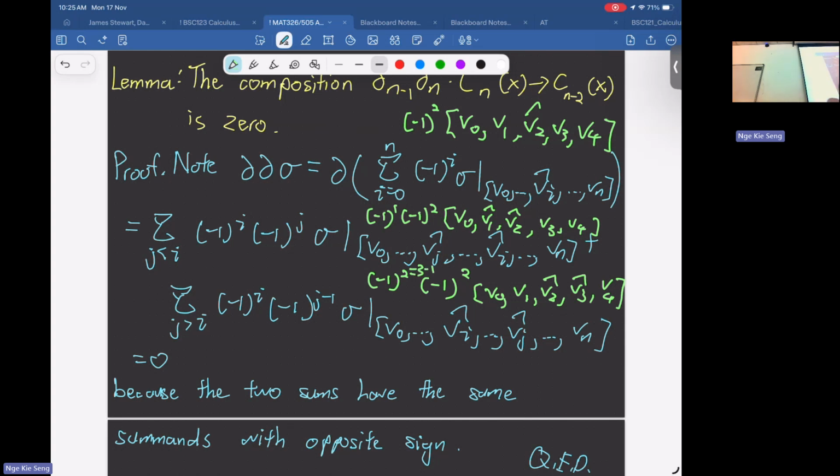Does it make sense? Because one of the vertices before it already got thrown. So there's an alternating sign happening here, so they cancel. Makes sense? There are two ways to remove two vertices, and the other way will cancel with each other.